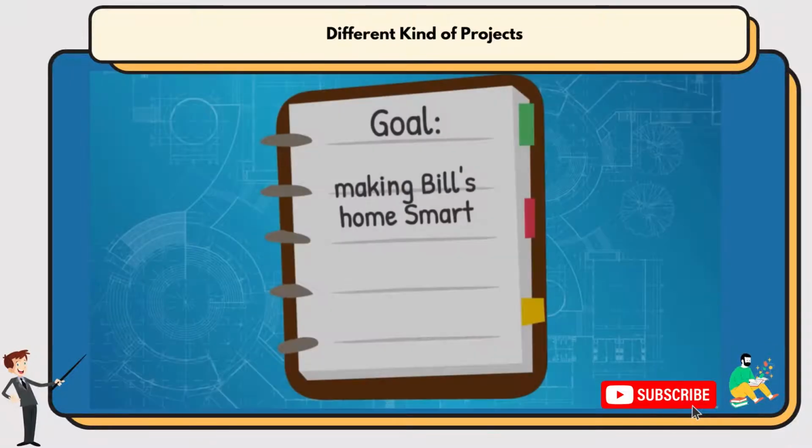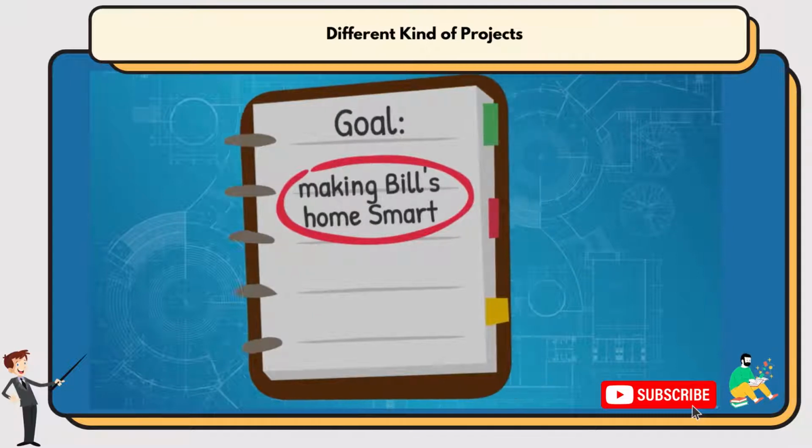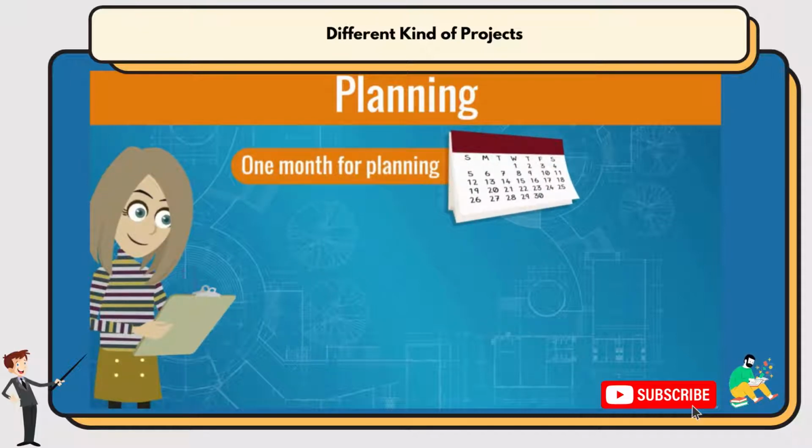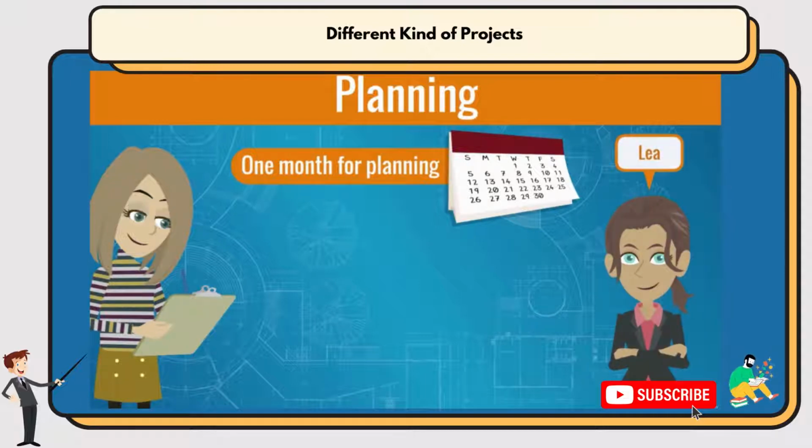The project goal is clear: make Bill's home more convenient and smart. Great. Time for planning. The work is new territory for everyone, so Ray sets aside about a month for her planning. The project team includes one engineer, Leah, who will be doing the magic.